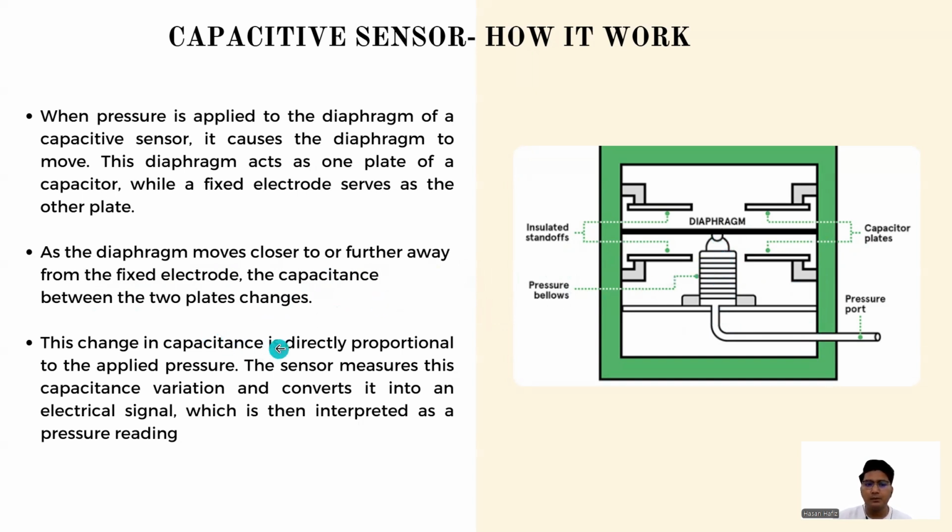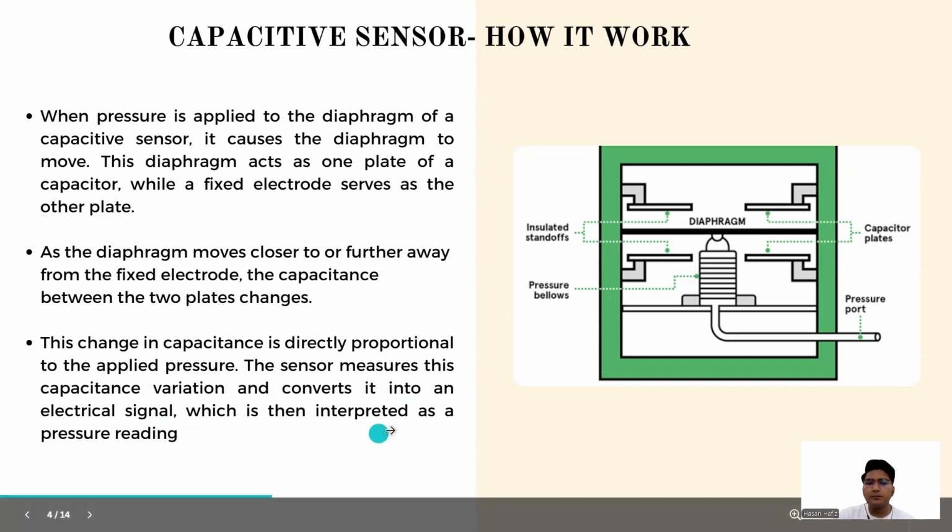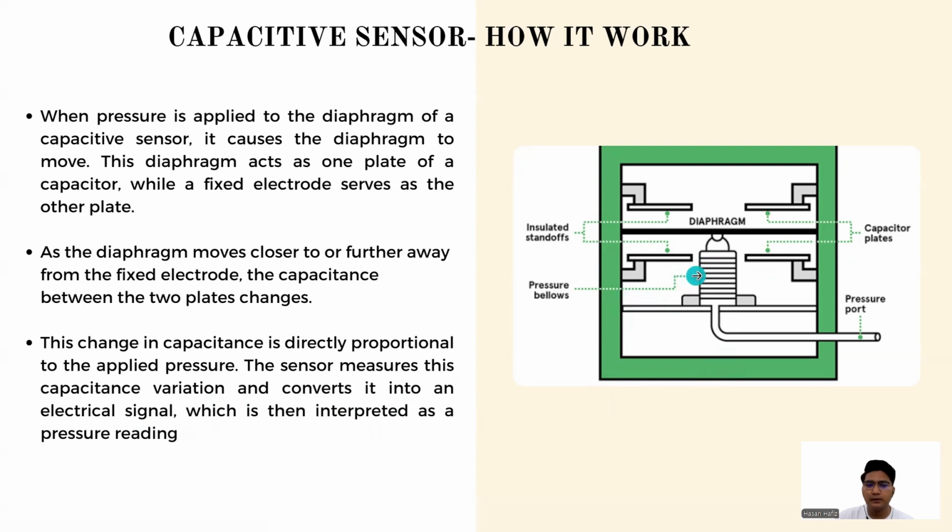These changes in capacitance are directly proportional to the applied pressure. The sensor measures this capacitance variation and converts it into an electrical signal, which is then interpreted as a pressure reading. The electrical signal changes directly with the capacitance variation. As you can see, when the diaphragm moves close to the capacitor plate, it shows the output electrical signal. The same goes when it moves further away.